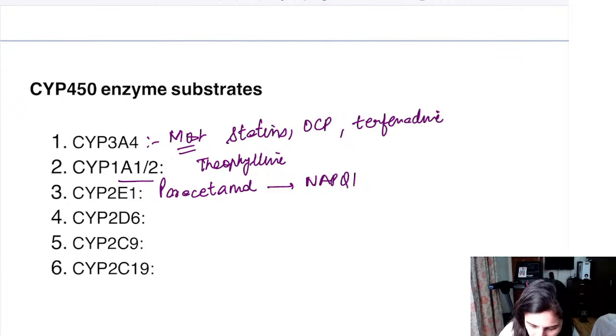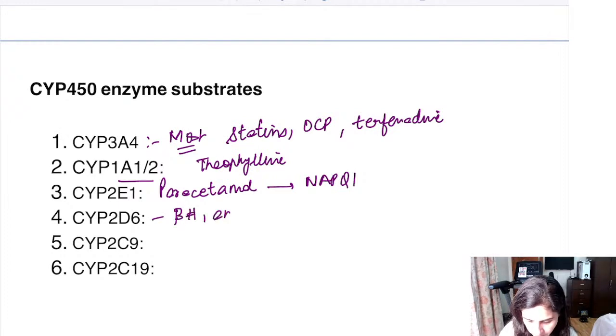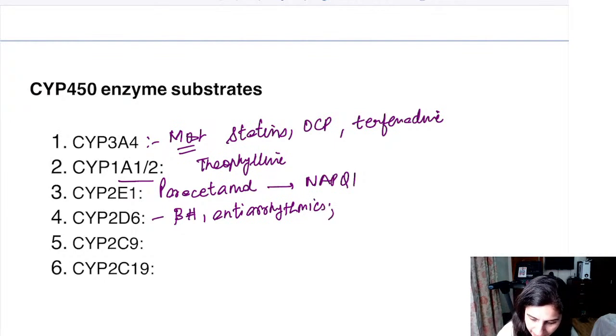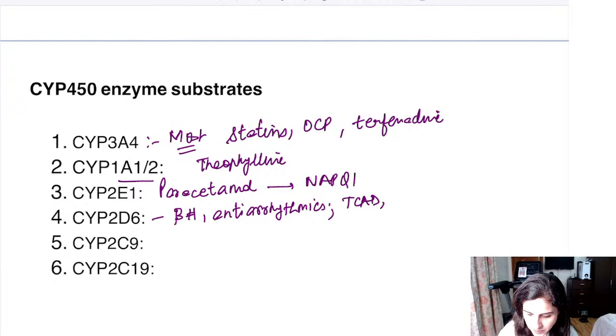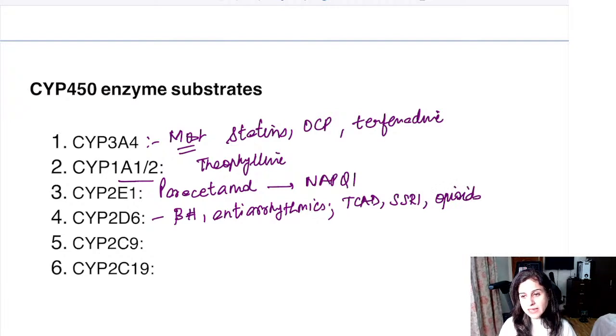CYP2D6. So here, drugs for the heart, that is your beta blockers and antiarrhythmics, and drugs for the brain like your tricyclic antidepressants. Okay, tricyclic antidepressants. And also SSRIs and opioids. These are the important substrates for 2D6 for the heart and the brain. CYP2C9, here there are just one or two important ones: phenytoin, warfarin.